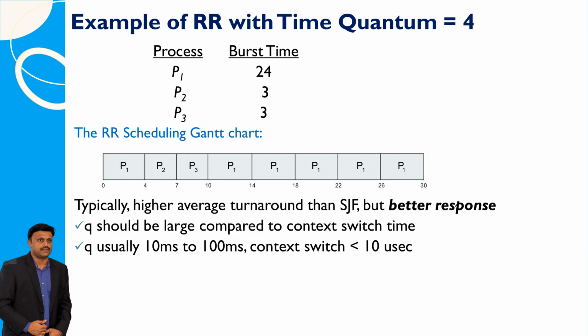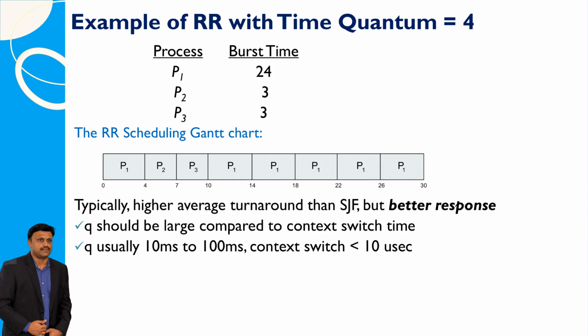In the example provided, a round-robin scheduling algorithm with a time quantum of 4 is illustrated using 3 processes: P1 with a burst time of 24, P2 with a burst time of 3, and P3 with a burst time of 3. The RR scheduling Gantt chart displays the execution timeline of these processes.